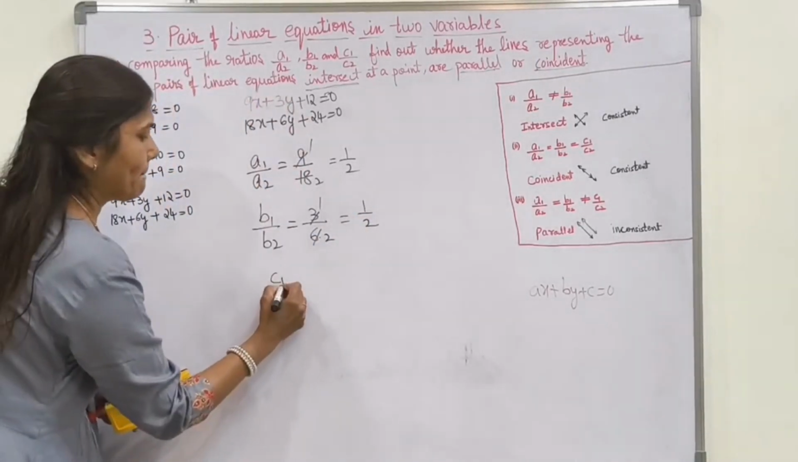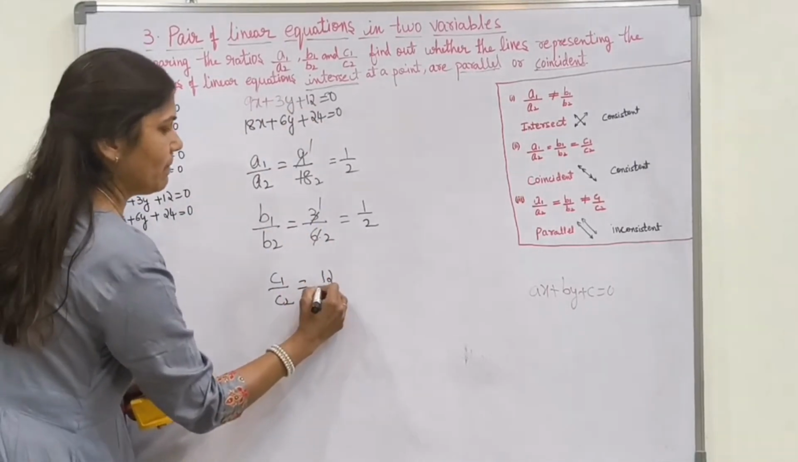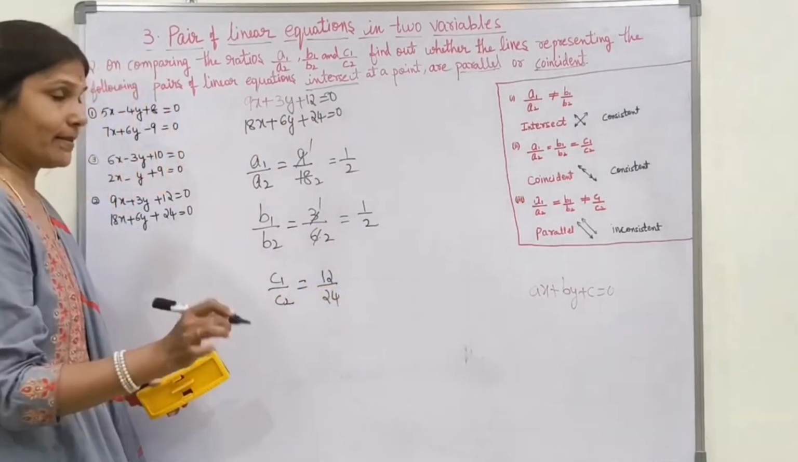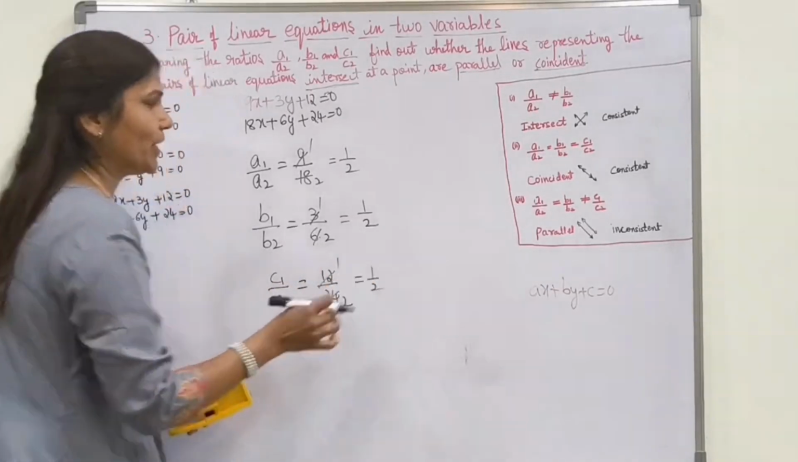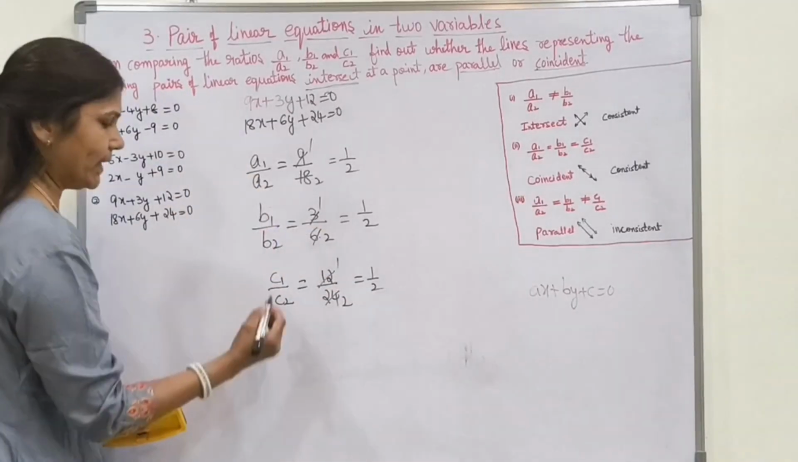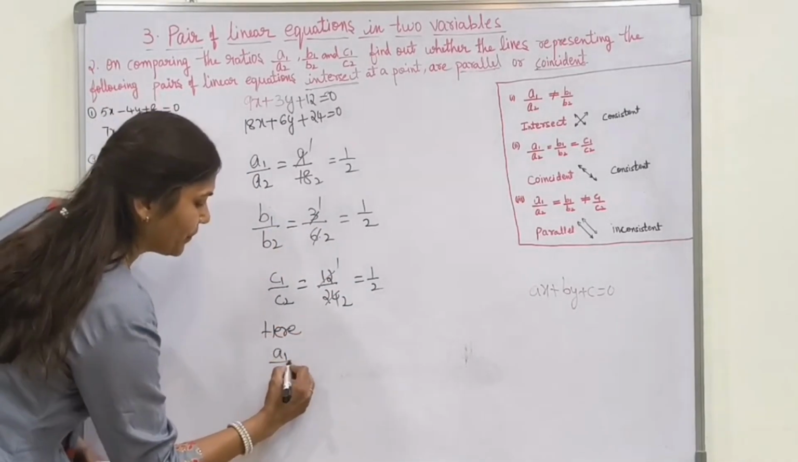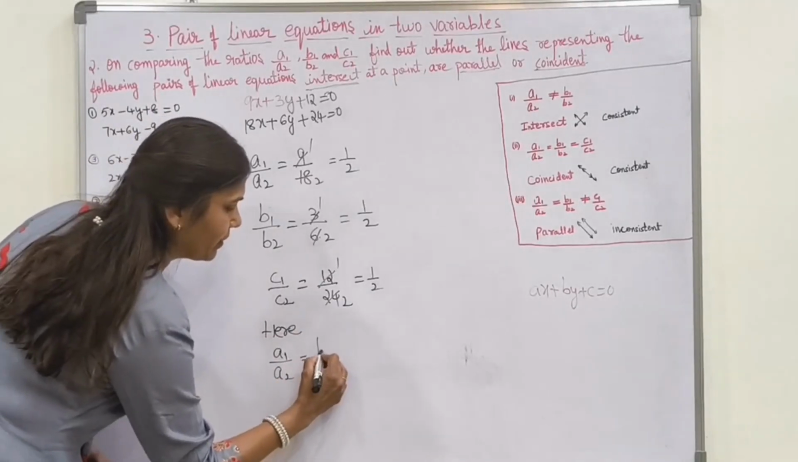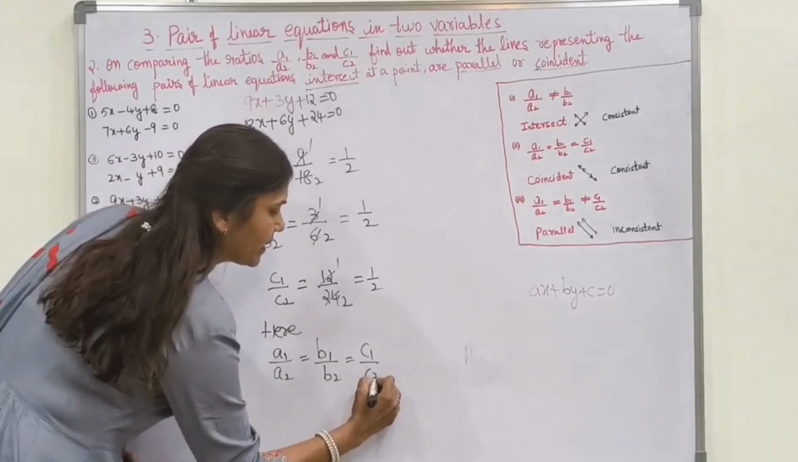Next we do C1 by C2. C1 by C2 is 12 by 24. It will cancel: 12 ones are 12, 12 twos are 24. What is the answer? 1 by 2. You observe here 1 by 2, 1 by 2, 1 by 2, so all are equal. Now write here A1 by A2 equal to B1 by B2 equal to C1 by C2.